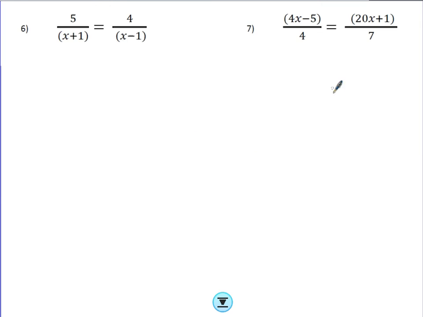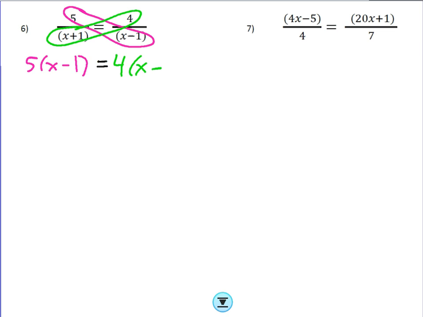All right, and we've got our last two problems here. So we'll cross multiply 5 times x minus 1 equals x plus 1 times 4, or 4 times x plus 1. I'm going to distribute on both sides here. 5 times x is 5x. 5 times negative 1 is negative 5. 4 times x is 4x. 4 times 1 is 4.